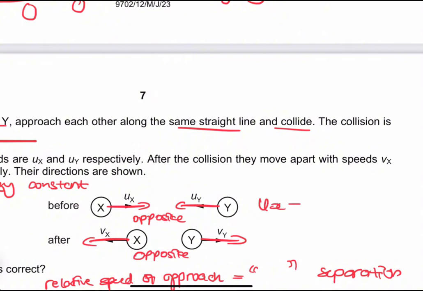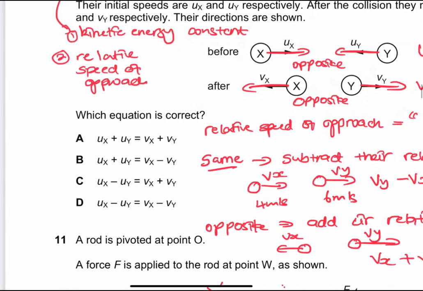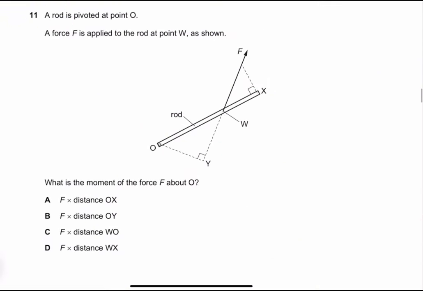So this is actually Ux plus Uy. This is the relative speed of approach. And here it's actually Vx plus Vy. These two are equal. Relative speed of separation. And our answer is A. Very important. Moving on to question number 11.